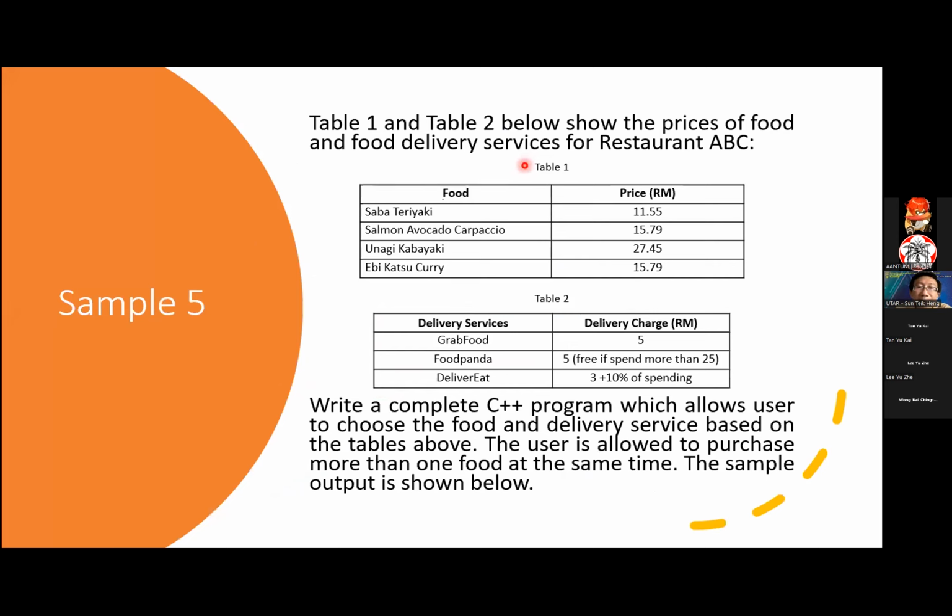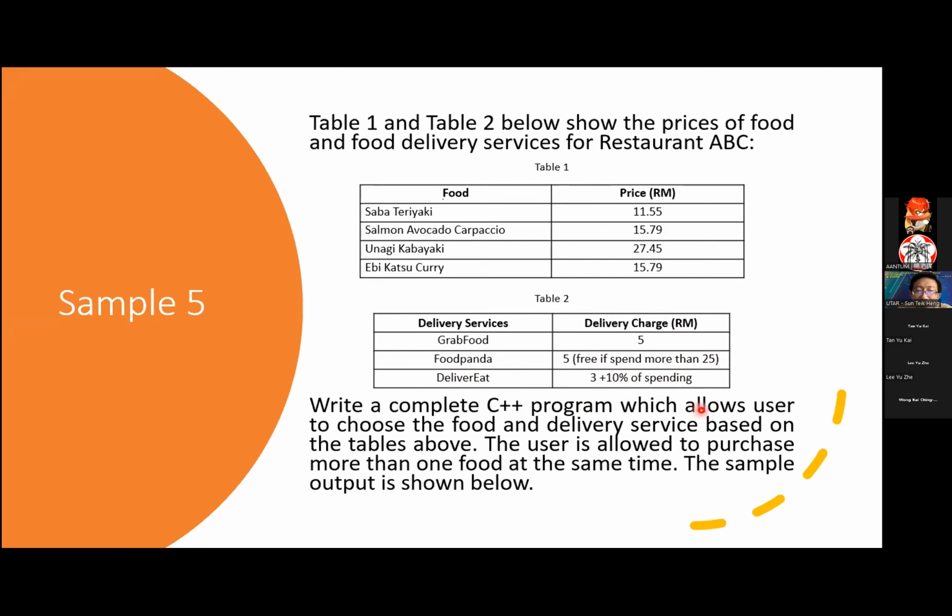In example 5, you have table 1 and table 2 that show the price for the food and the price of the food delivery. Depending on the delivery service, your delivery price will be different. For example, if you choose Grab Food, then the delivery charge is fixed at 5 ringgit. If you choose Food Panda, then your delivery charge will be 5 ringgit, but it will be free if you spend more than 25 ringgit. If you choose the delivery service to be Deliver It, then your delivery charge will be 3 ringgit plus 10% of your spending price.